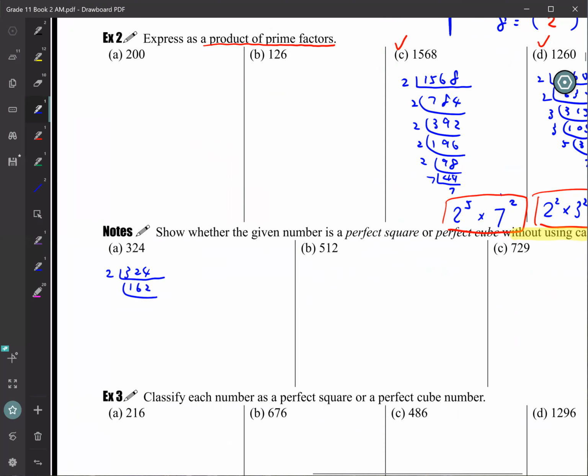And then you do another 2, which is 81. Yeah, and then you divide by 3, so it's 27. And then 3, which is 9. And then it's 3, which is 3. So that's it. Very good.